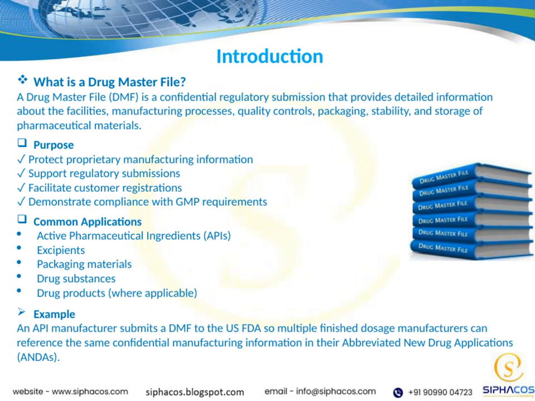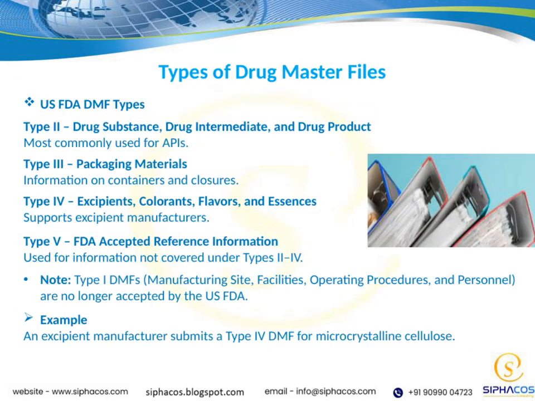For example, an API manufacturer files a DMF with the FDA, allowing multiple drug makers to reference the same confidential data in their applications. Let's break down the main types of Drug Master Files accepted by the US FDA. Type 2 is the most common. It covers drug substances, intermediates, and finished products, mainly active pharmaceutical ingredients.